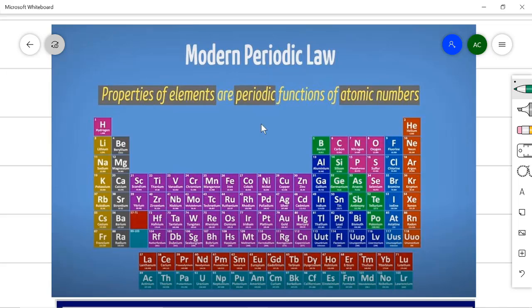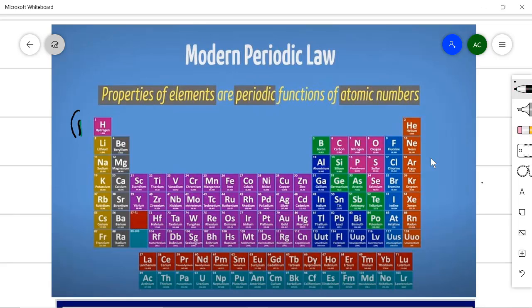Now we will study the modern periodic table, which is based on the modern periodic law, which states that properties of elements are a periodic function of their atomic numbers. When we arrange elements in increasing order of atomic number, we form a table known as the periodic table, which we have already studied, and how this table came into existence after so many scientists worked on it. Here you can see that these are arranged according to the atomic number.